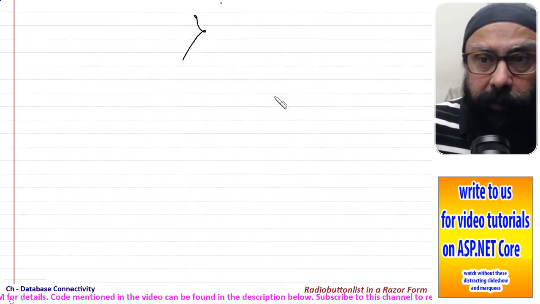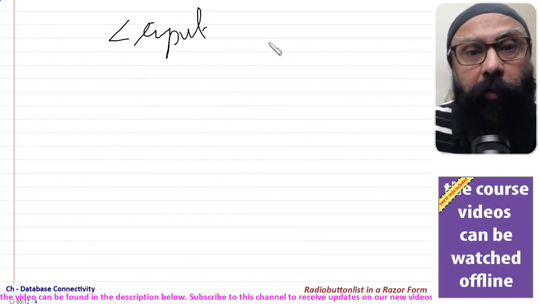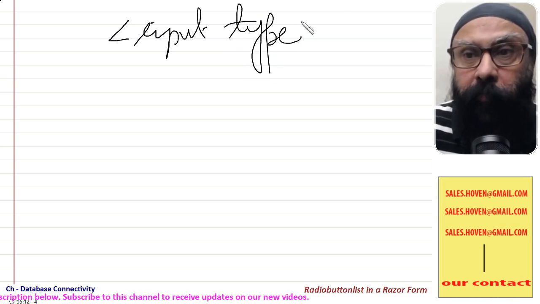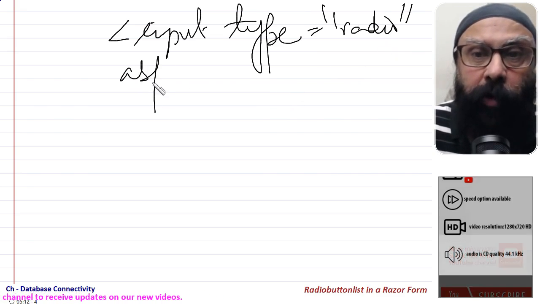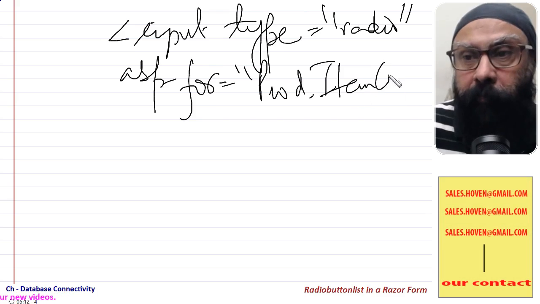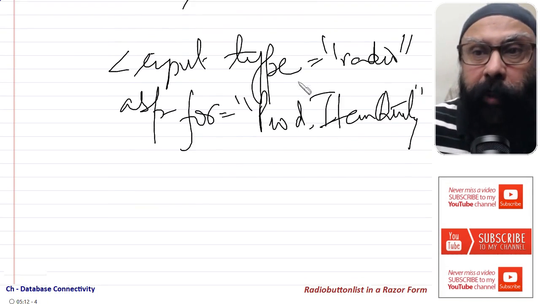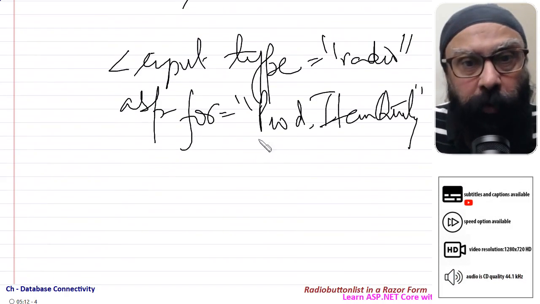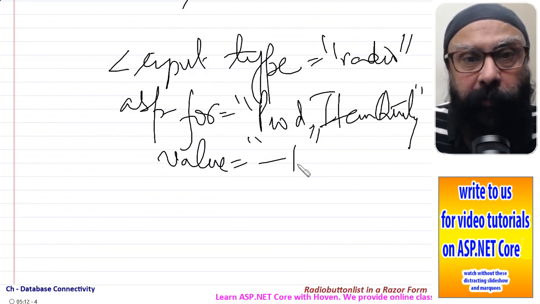So how do we get it done? Now with these in place, let us say we write input. This is now done with your tag helpers. Input type is radio. So far it is the same as in plain HTML, type is radio. ASP for is equal to prod dot item quality. Now this prod is going to be your bind property, and item quality is the property to which this input type radio is bound, and its value we have given as -1. I'll explain in a moment why it is -1.